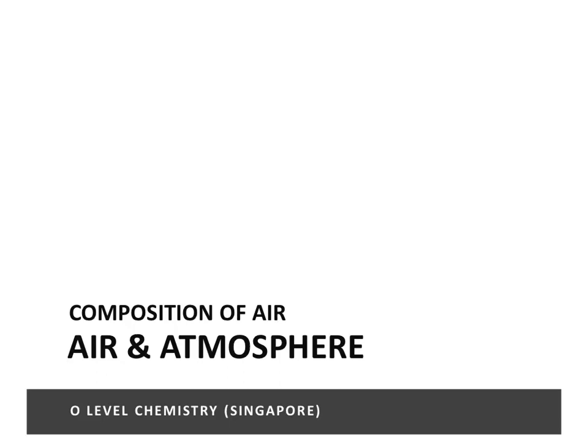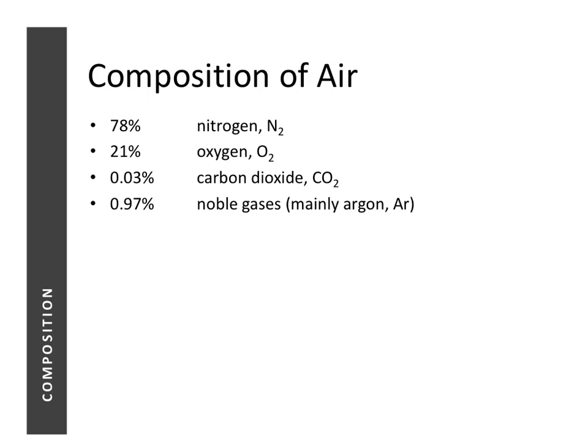In this chapter, we're going to learn everything about air. So we'll start with first the composition, meaning the gases that are present in clean and dry air. The first thing that we need to learn in this chapter is that clean and dry air is made up of 78% nitrogen, 21% oxygen, 0.03% carbon dioxide, and 0.97% noble gases, and this is mainly argon.